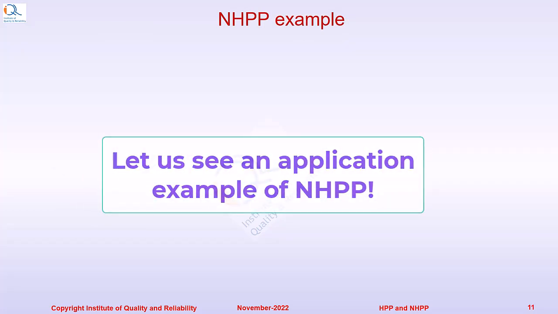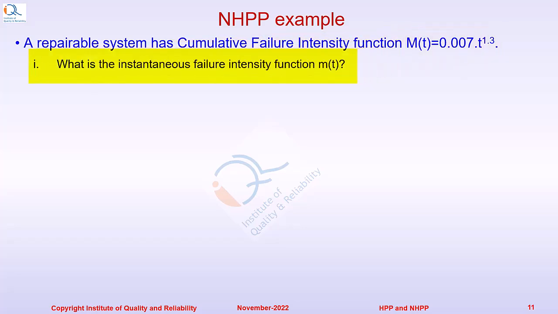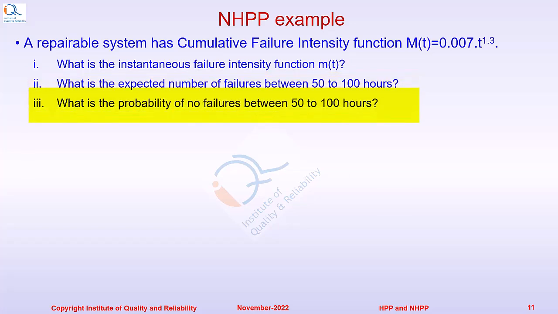Let us see an application example of non-homogeneous Poisson process. A repairable system has cumulative failure intensity function capital M of t equal to 0.007 t raised to 1.3. This is a power law function. Question 1. What is the instantaneous failure intensity function m of t? Second, what is the expected number of failures during the time interval 50 to 100 hours? And question number 3. What is the probability of no failures during the interval 50 to 100 hours?